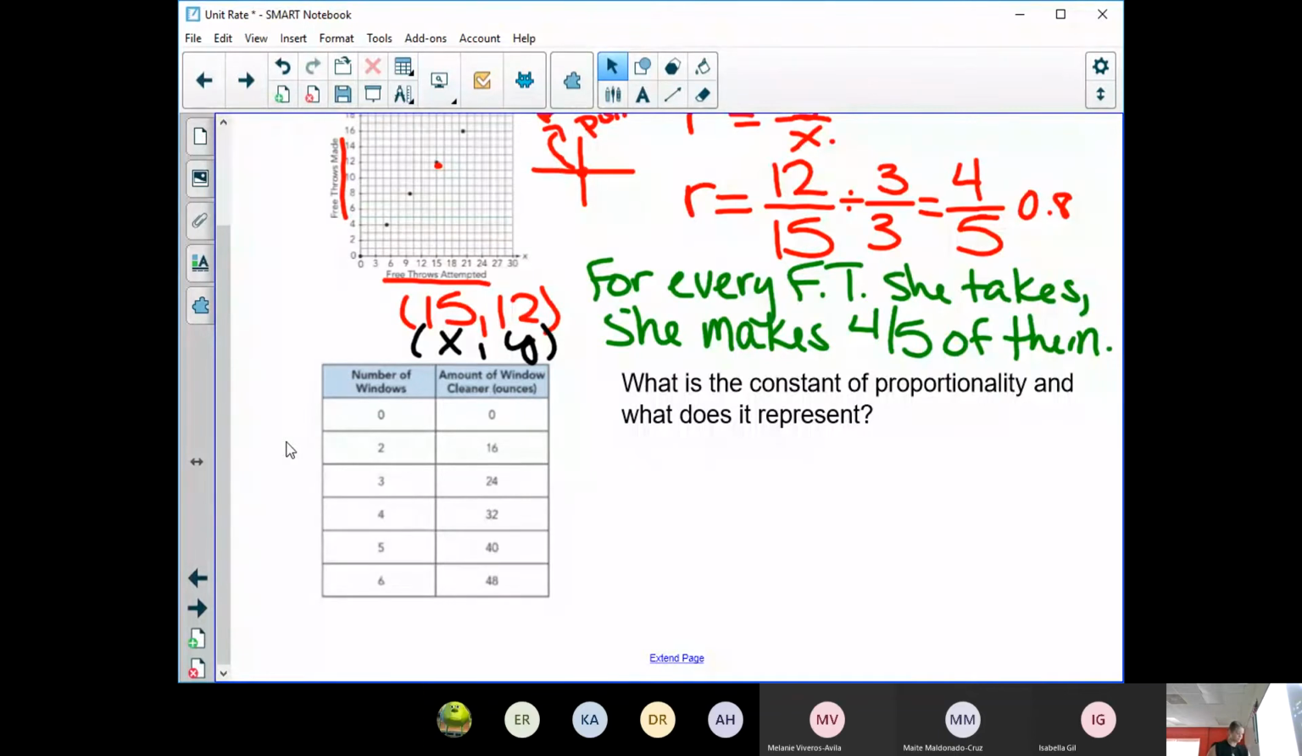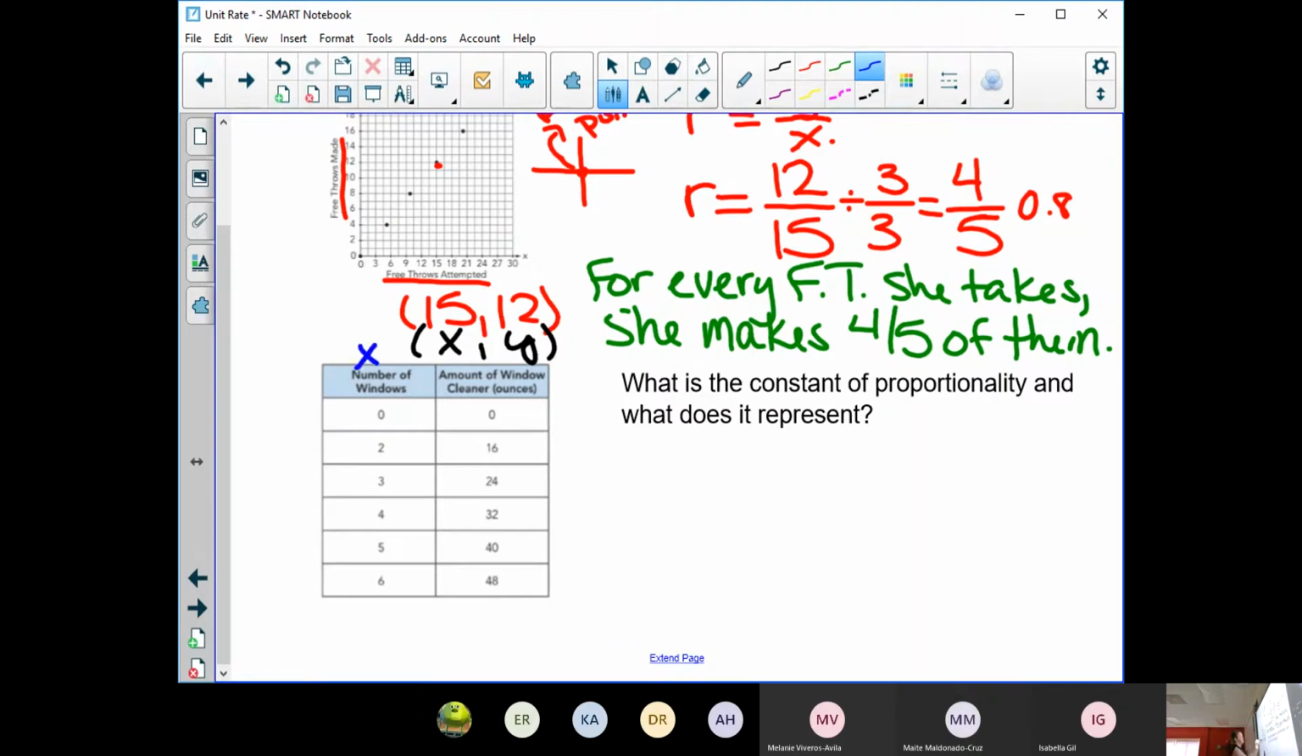All right. When we have a table, because I can look at my graph and I can see it's a straight line, it goes through the origin. It's easy to see if it's a proportional relationship or not. With a table, we have to figure that out.